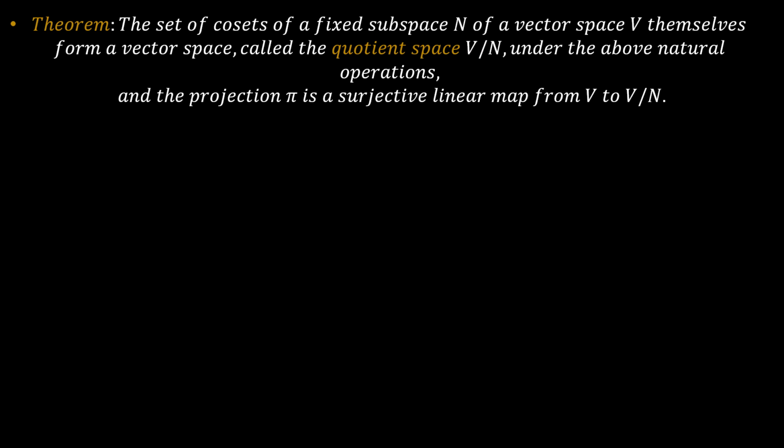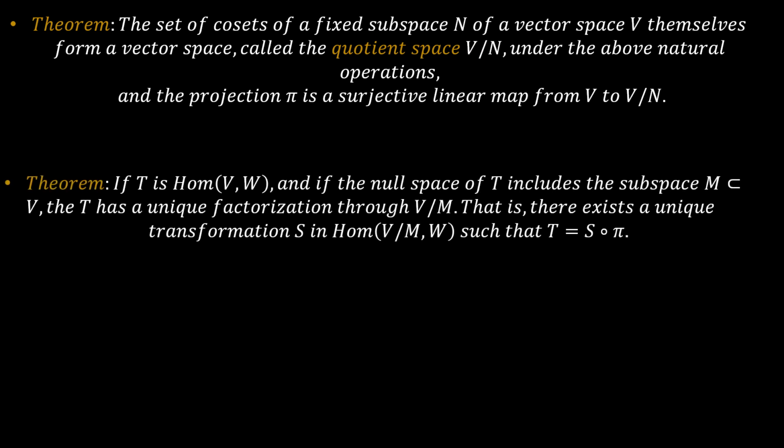So what essentially we are seeing here is that there is a set of all these translations from the N subspace, and that forms a vector space, and that is called the quotient space, right? And then there's that projection, the coordinate projection pi that we have here, which is a surjective linear map from V to V/N.